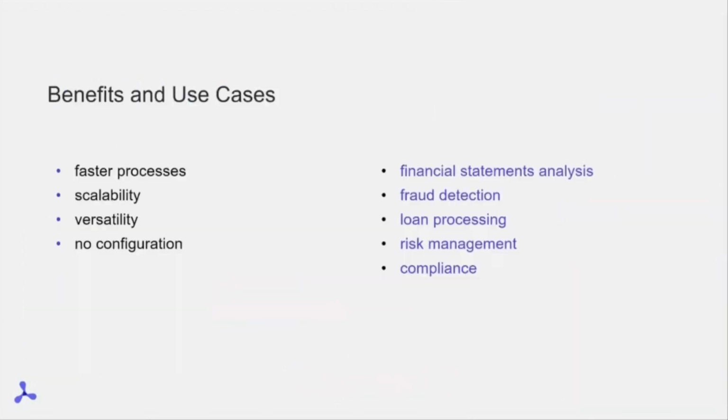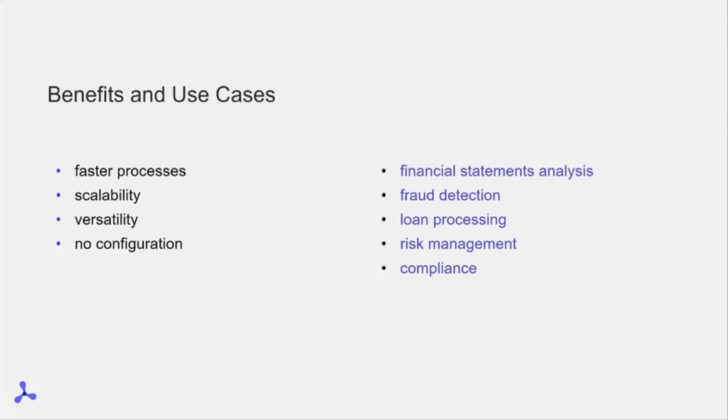Table extraction can be used in various ways within the financial industry. For instance, for financial statement analysis, it can be used to extract data from balance sheets, income and cash flow statements, annual reports, and other financial documents. This can help financial analysts and investors to quickly and accurately analyze data and make informed investment decisions. Table extraction can also be used to identify irregularities or inconsistencies in financial data that may indicate fraudulent activities. By extracting data from various sources and comparing them, financial institutions can detect discrepancies much faster.